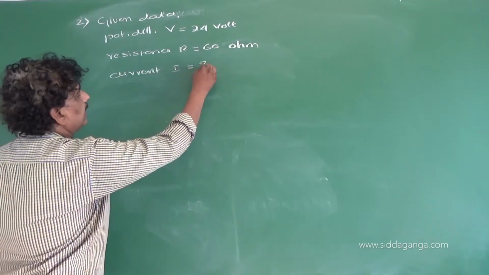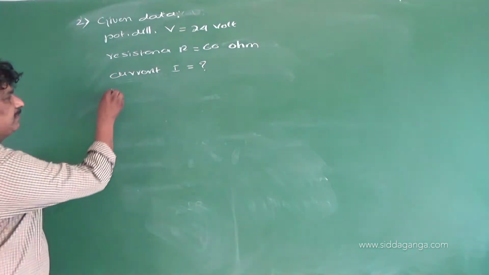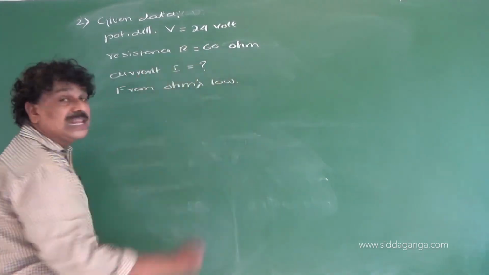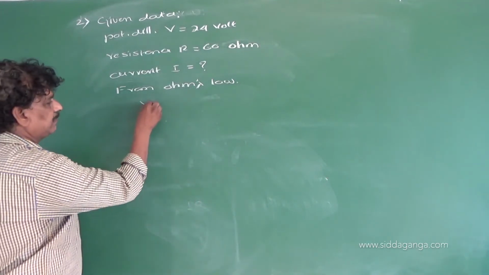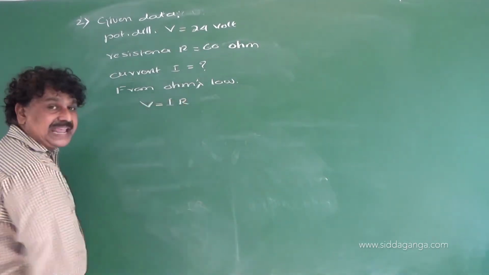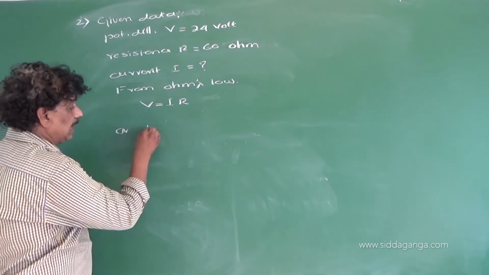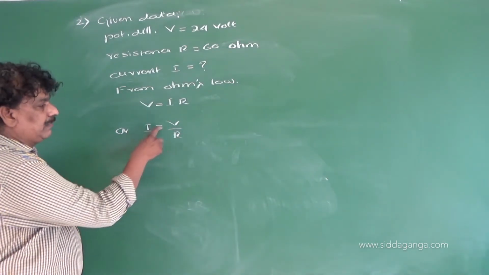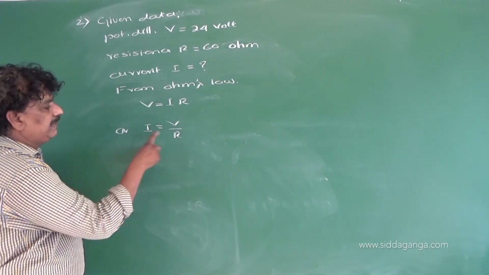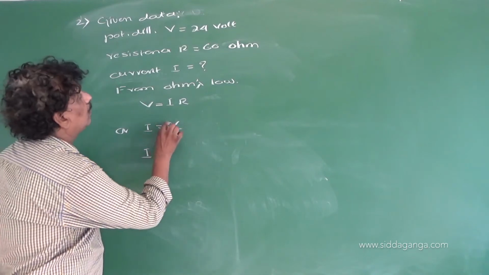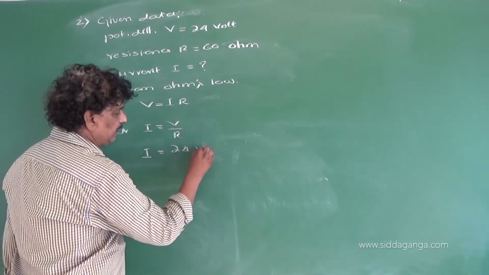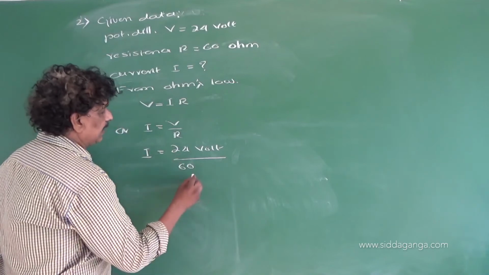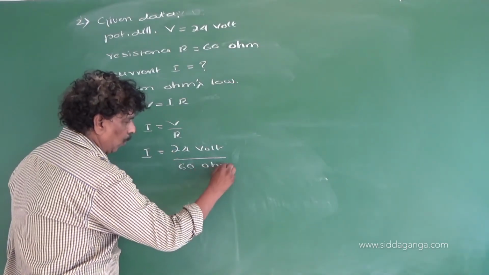Current I is equal to what? Again, from Ohm's law, we have V is equal to IR, or I is equal to V by R. Now V is given, R is given, we need to calculate I. So I is equal to, what is the value of V? 24 volt by resistance 60 ohm.